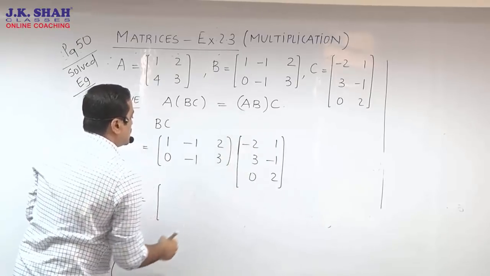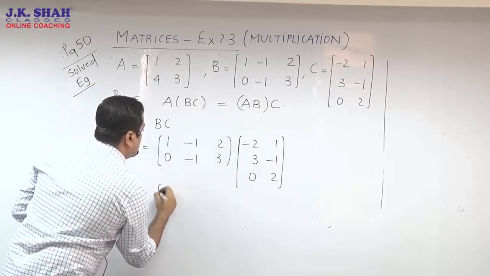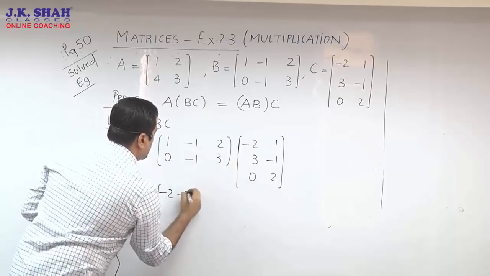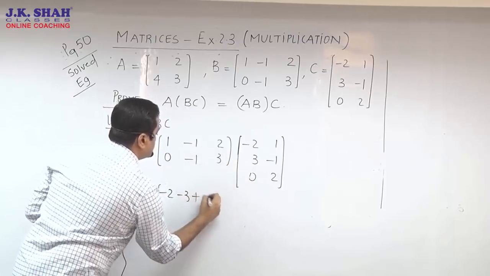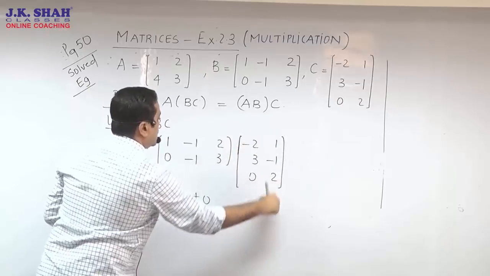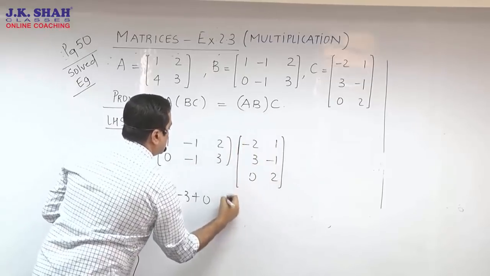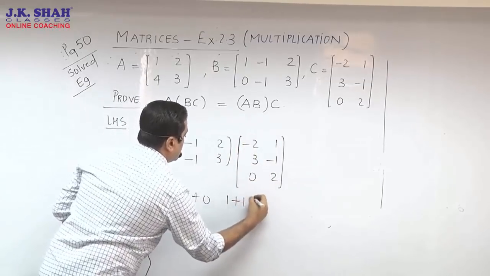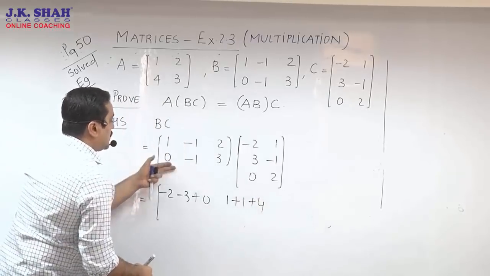R1 with C1. It's a long one. R1 C1, so it's going to be minus 2 minus 3 plus 0. Now R1 with C2, so it's going to be 1 plus 1 plus 4. Now coming to R2.